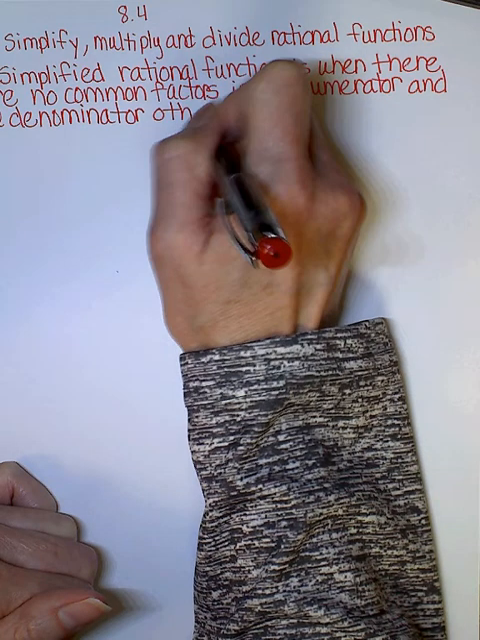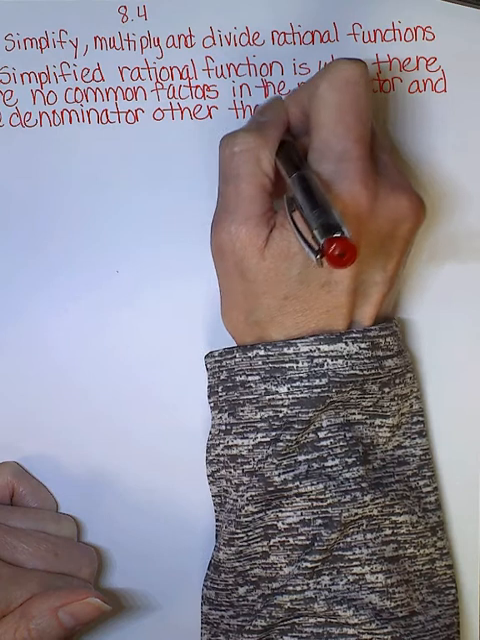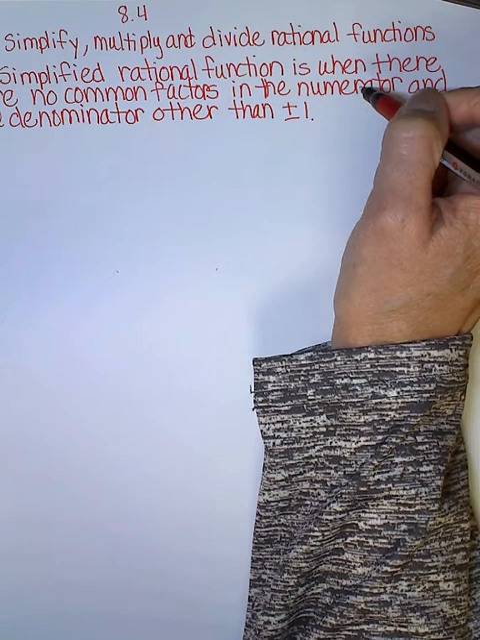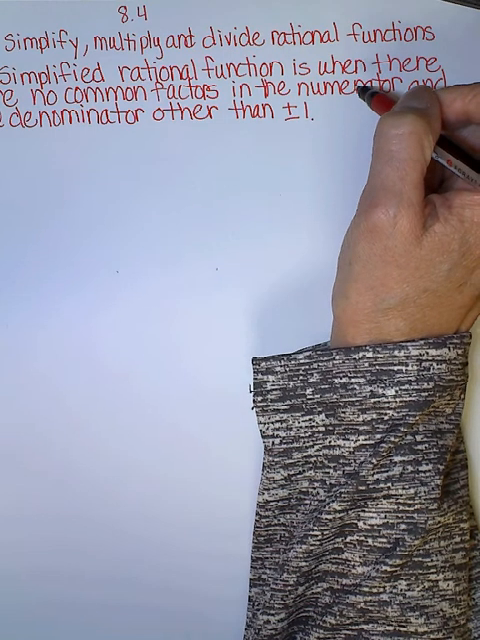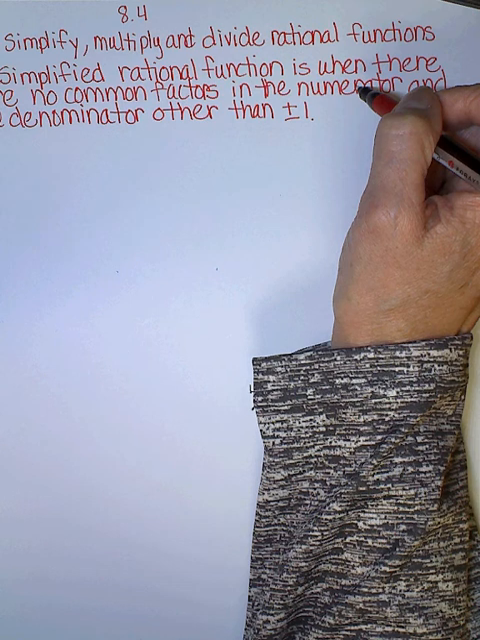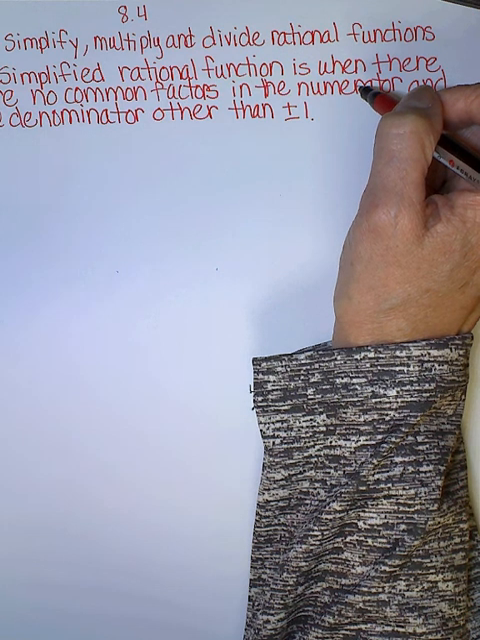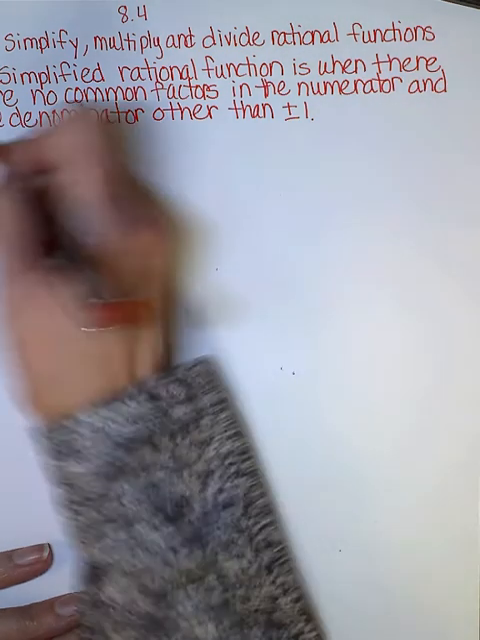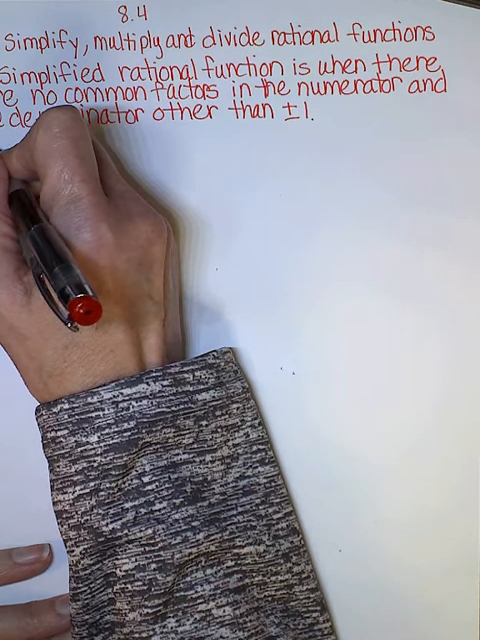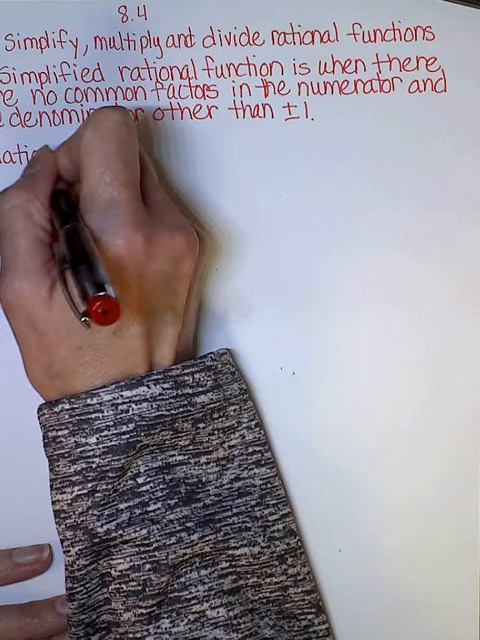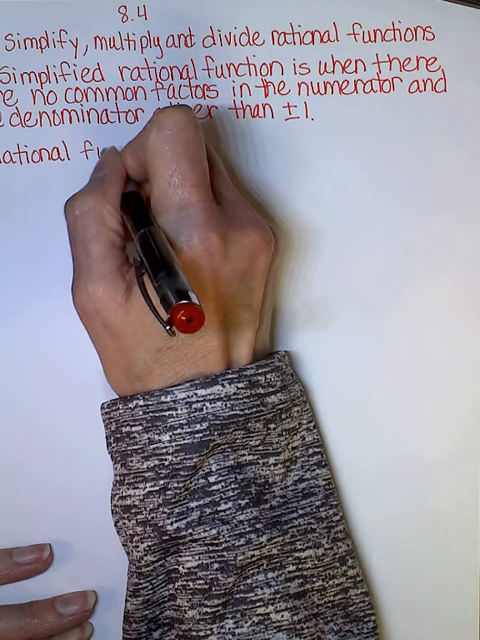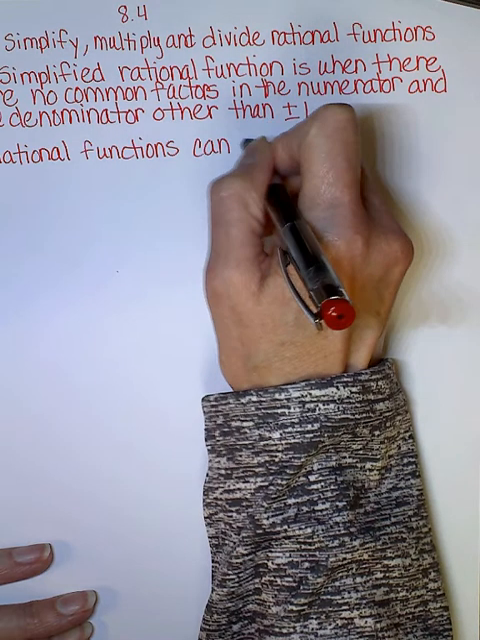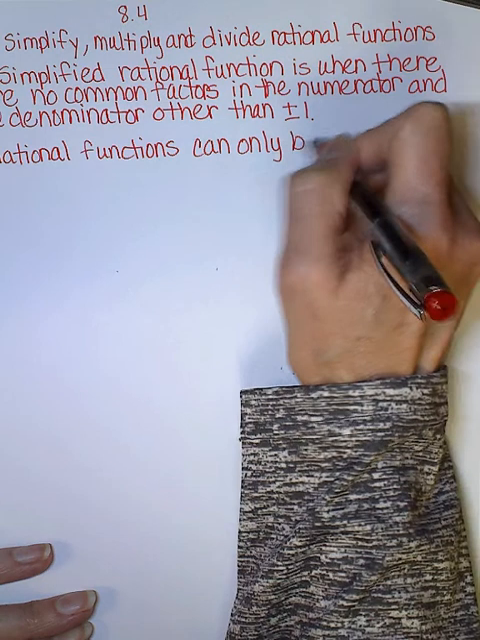So other than positive or negative 1. It's like when you reduce any fraction, you simplify until there's no common factors left. And that's what we're going to do for these rational functions too. And another key thing about this is rational functions can only be reduced when the factors are multiplied.